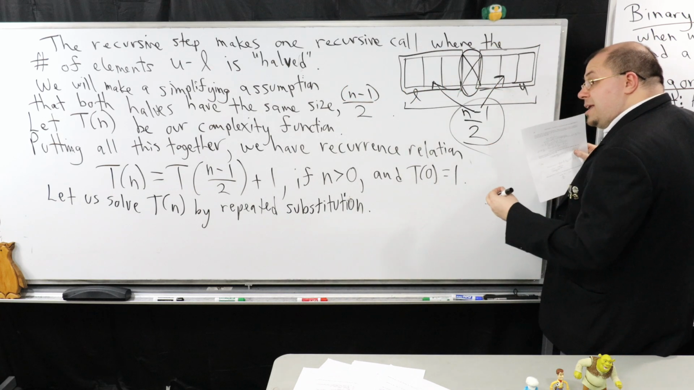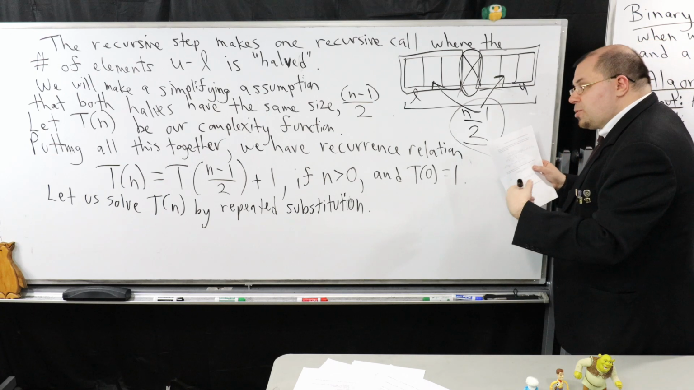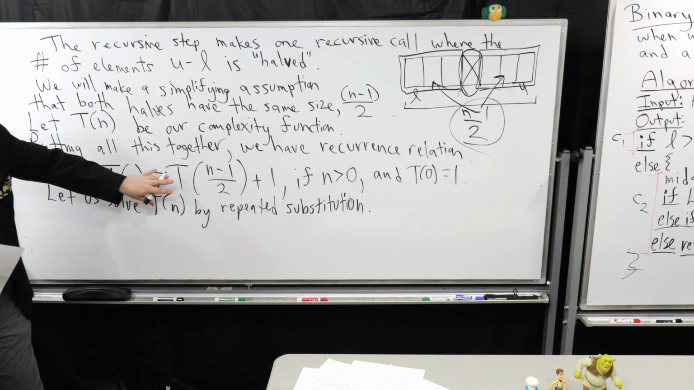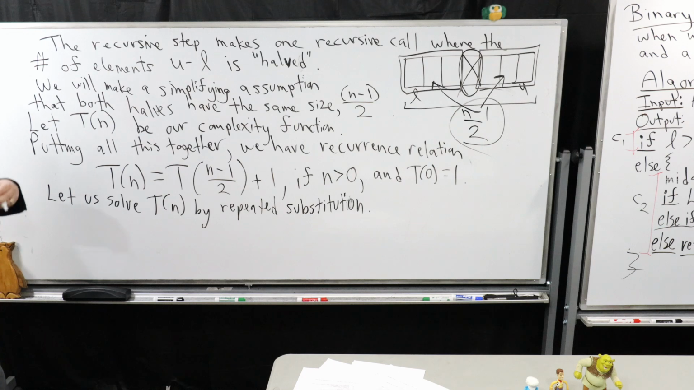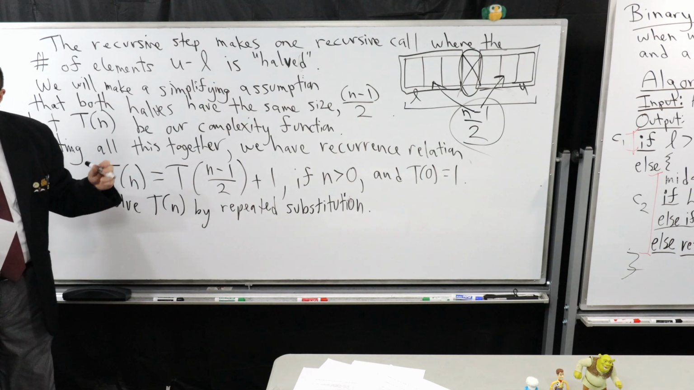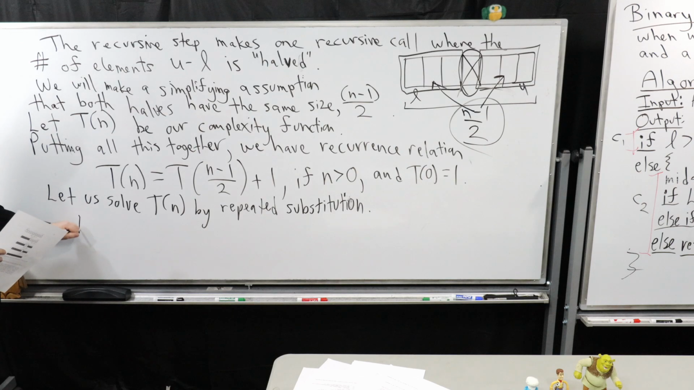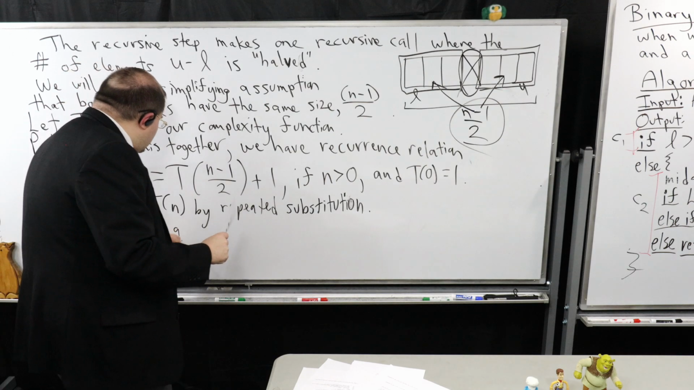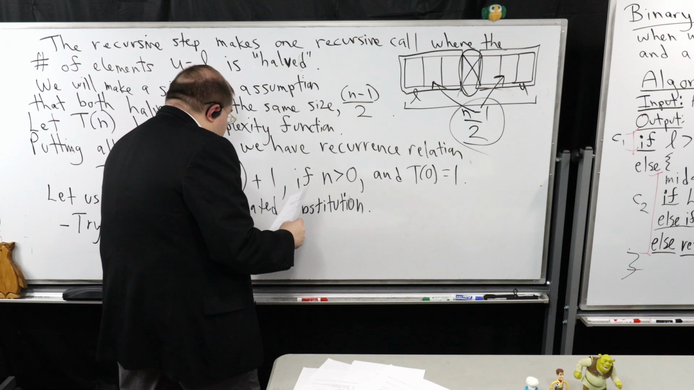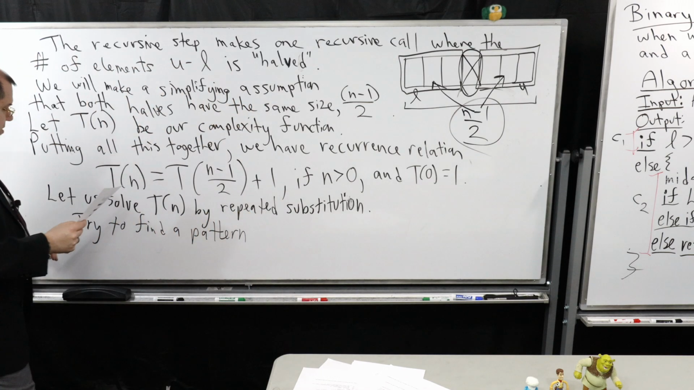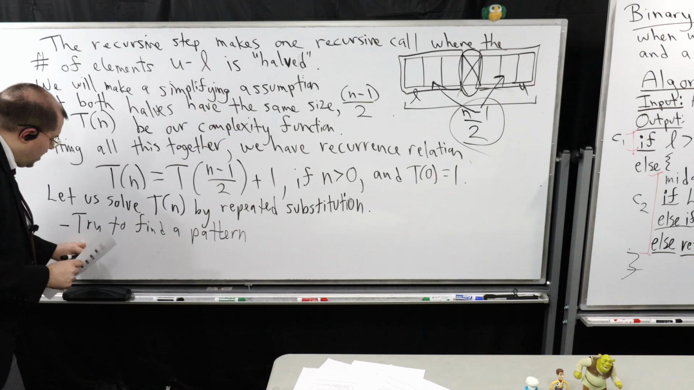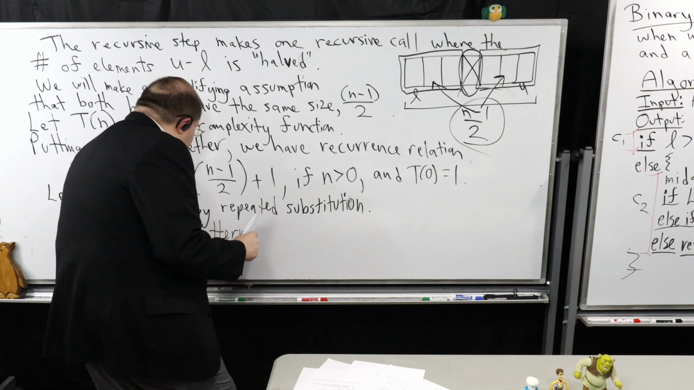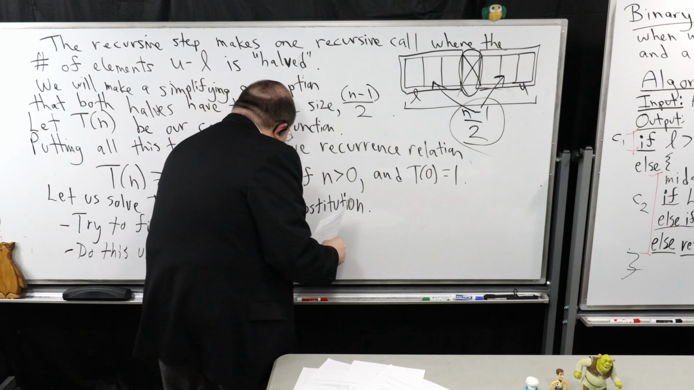So what does this mean? What we're going to do is try to find a pattern by expanding the recursive part of our recurrence relation. We're going to try to expand this part by substituting in what its input is and try to find a pattern. And we're going to do this until we reach the base case.